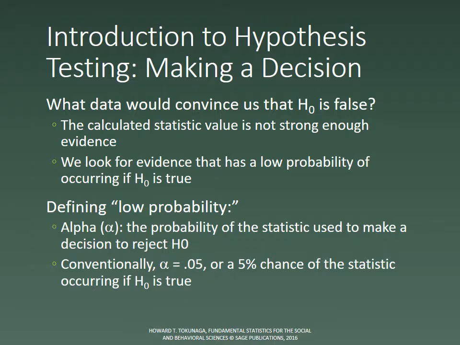An introduction to hypothesis testing: making a decision. So what data would convince us that the null hypothesis is false? Well, if the calculated statistic is strong evidence, we want to look for evidence that there's a low probability of the null hypothesis occurring. What does a low probability mean? Well, an alpha level, which is symbolized as the Greek letter alpha, is the probability of the statistic used to make the decision to reject the null hypothesis. Conventionally, this is an alpha level of 0.05, which is a 5% chance of the statistic occurring if the null hypothesis is true.